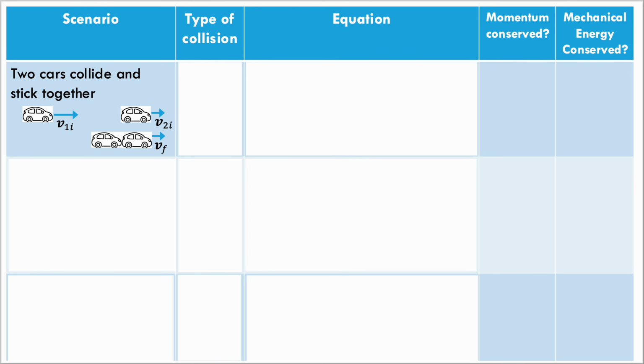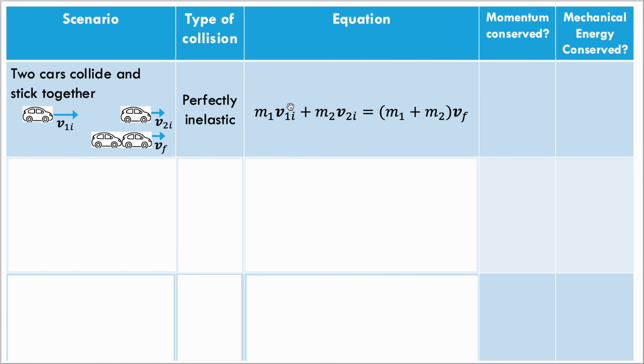The first scenario is two cars collide and stick together. Notice I've labeled the different velocities, the initial velocity of each one and the final velocity of the combination. When they stick together, it's going to be called a perfectly inelastic collision. We're going to use conservation of momentum, but for the final velocity, we can factor it out because it's the same for both. So this is what the equation looks like for perfectly inelastic collisions.